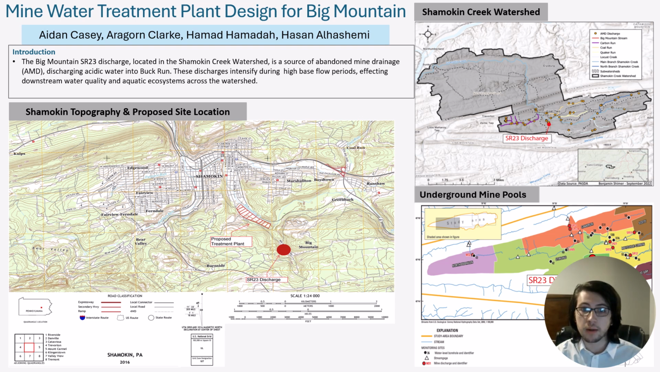Big Mountain has one mine pool, which contributes to its sole discharge point right below the creek, as can be seen here. We have decided to place our treatment system northwest of the discharge point. This location provides proximity to the discharge, relatively flat terrain, ample space, direct access to Shamokin Creek for effluent, is already zoned for industrial use, and offers convenient access to existing infrastructure, such as roads. This is ideal to save money for storage and pumping.